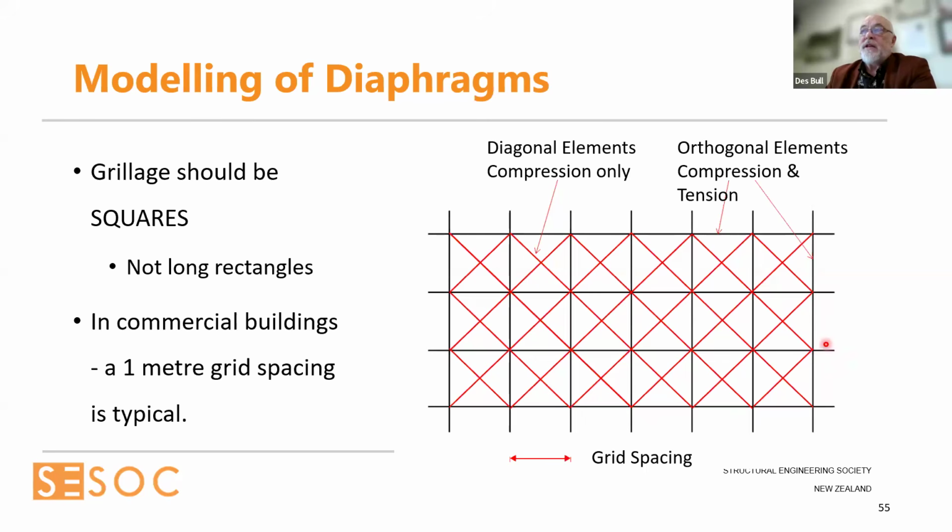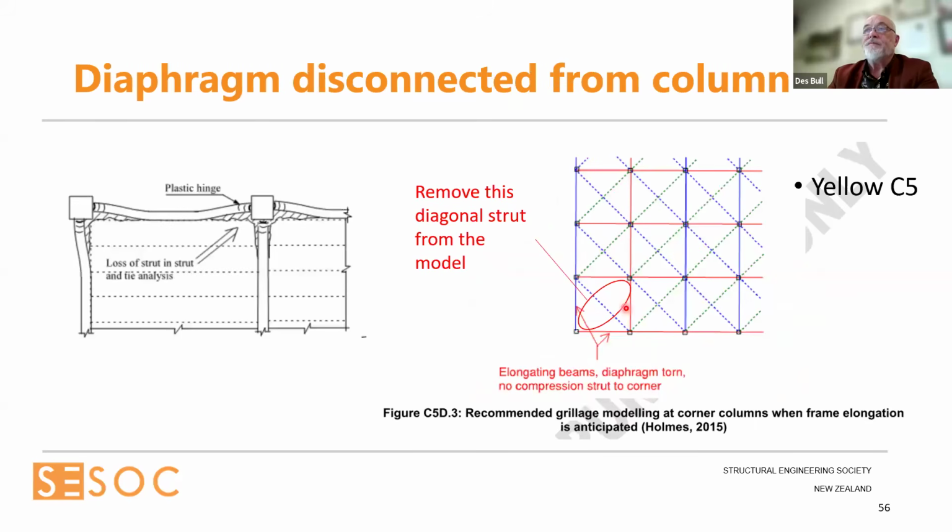The diagonals, in our New Zealand way of doing things, are compression only, no tension, and the orthogonal elements in your grillage both have tension and compression. If you've got the situation where you think a corner column's being pushed away, that's understandable. So what we're recommending is maybe that diagonal there is taken out of the model, just to make sure that we're not packing up anything into that corner directly if you can't get the strut directly to the corner.